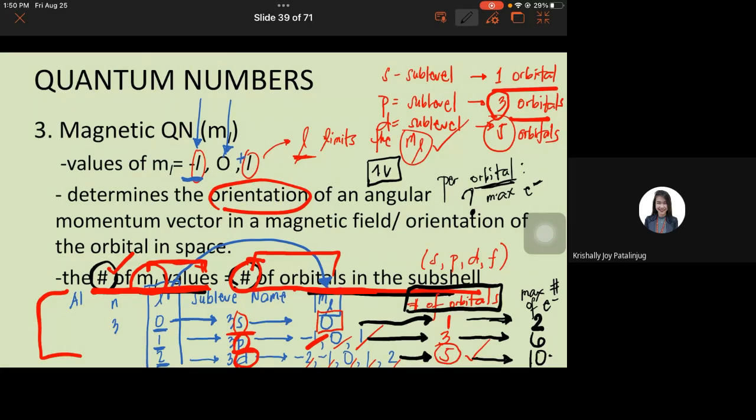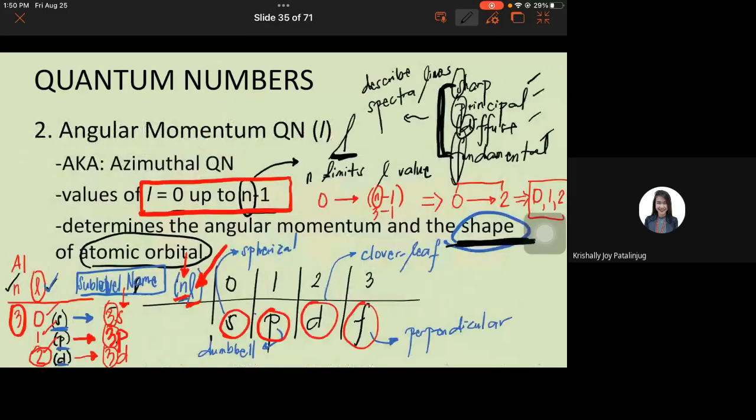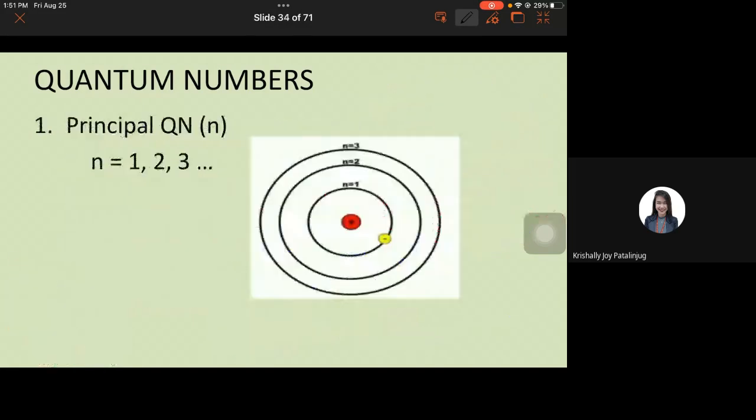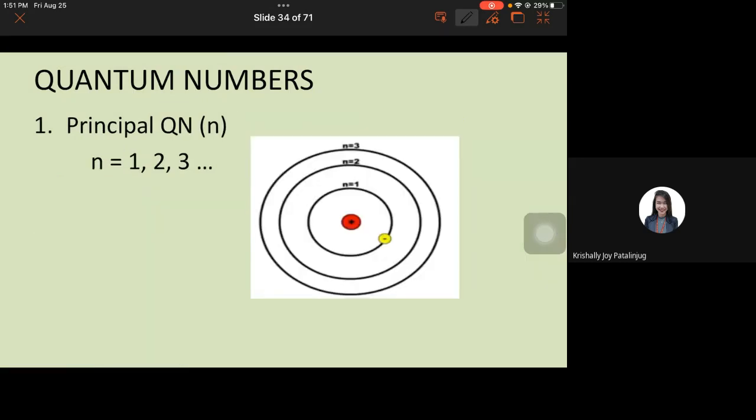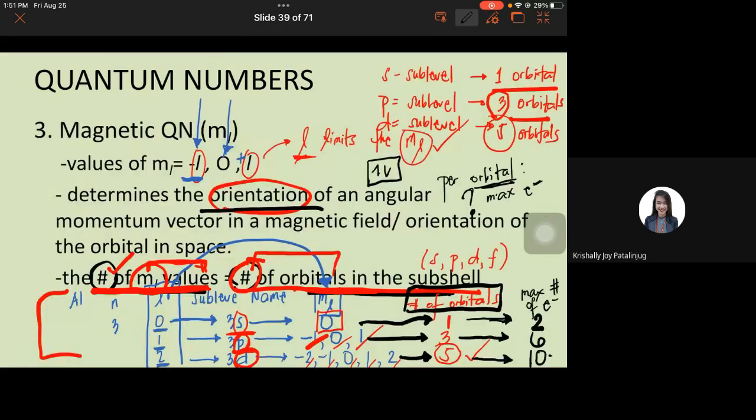Okay, so overall, those are the quantum numbers that describe the distribution of the electron or the atomic orbital. Again, the magnetic quantum number describes the orientation. The azimuthal or angular momentum quantum number describes the shape. And the principal quantum number describes the highest energy level. It is also relative to the size of the atom and the distance of the electron around the nucleus.